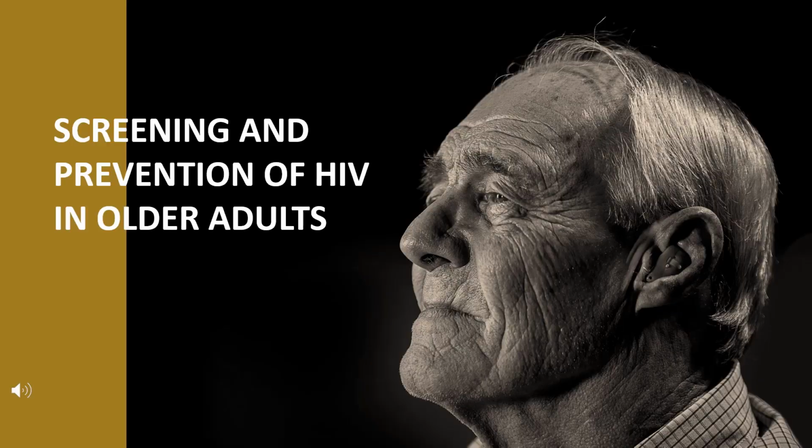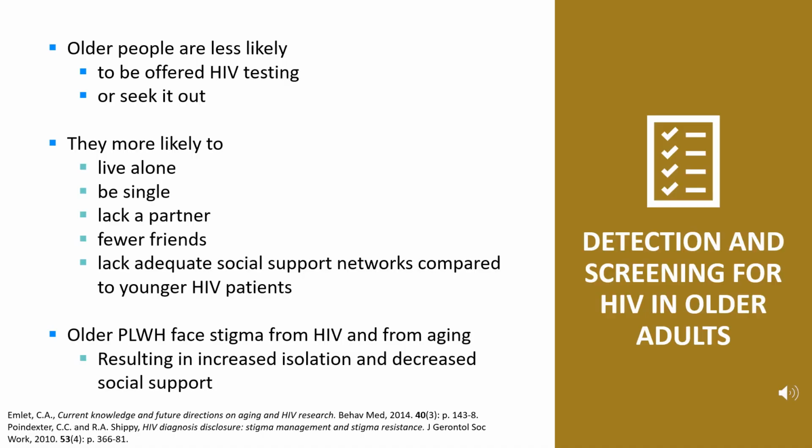We will now turn to the screening and prevention of HIV in older adults and how these are different from their younger counterparts. Older people are less likely to be offered HIV testing or to seek out HIV testing. Because they are also more likely to live alone, be single, lack a partner, and have fewer friends, they also lack the social support networks that younger people living with HIV may have. Further, older people living with HIV may face dual stigma from HIV and from aging, resulting in increased isolation and further diminished social support.